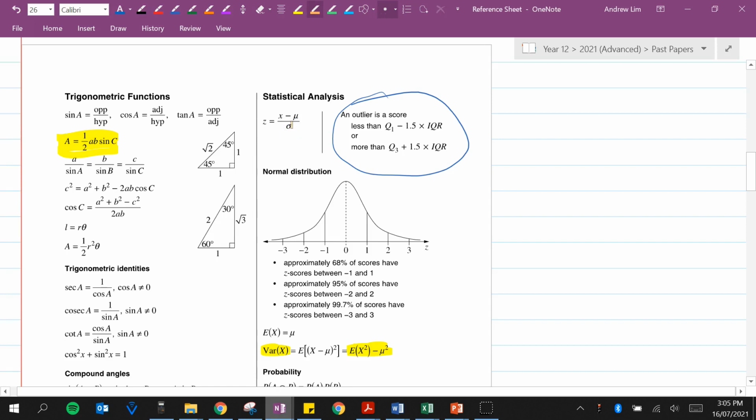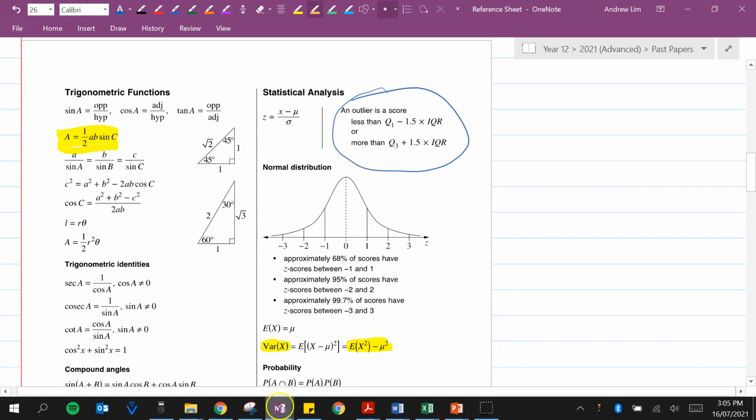Now, it's good to have your algebraic skills, so you can just sub in values and find out either the actual score, or maybe you need to find the mean, or maybe you need to find the standard deviation. You don't always have to just work out the Z-score. So we'll go through a few of those.